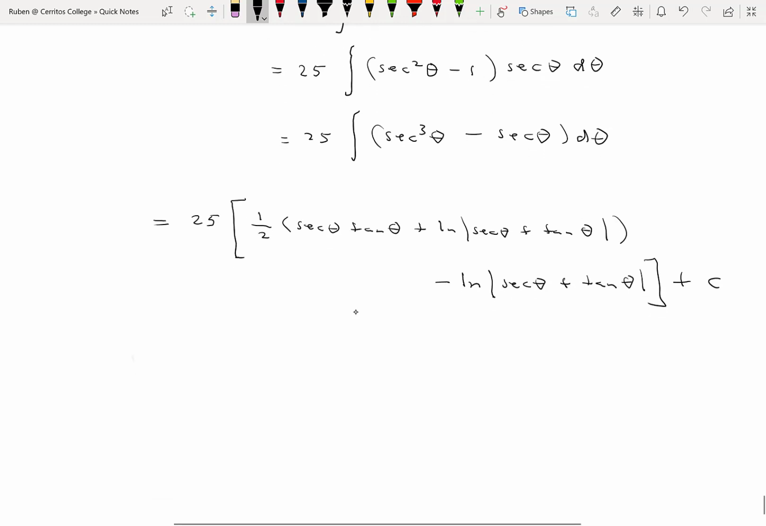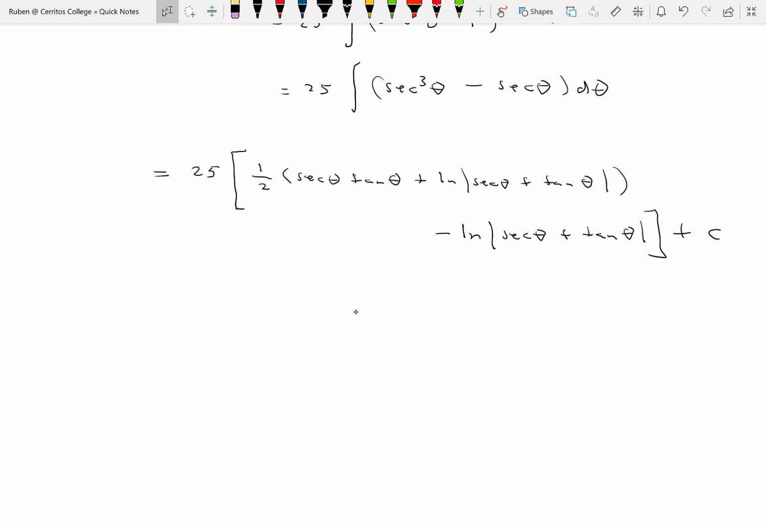Then we do our transition from trig back to functions of x. First I'm going to simplify this a little bit before we go back to the variable x. I'm going to have 1/2 secant theta tangent theta. Now if I distribute that 1/2 to the logarithm, I'm going to have 1/2 log of secant plus tangent in absolute values. And then I'm subtracting log of secant plus tangent. So what that's going to leave us with is minus 1/2 times the log of secant plus tangent.